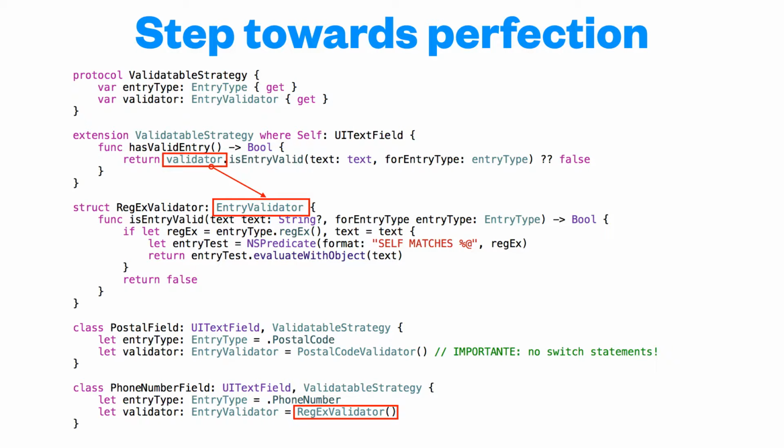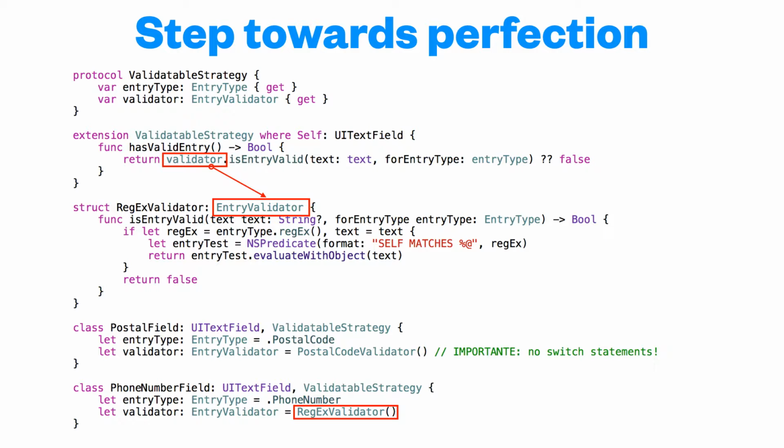So, the default implementation of the validatable strategy. Now, instead of having some code, we'll just call the entry validator, which is an object that knows how to validate the specific type of an entry. In this case, it's a struct, a regex validator. So every type of text field that you can validate with a simple or not so simple regular expression can use the regex validator. If you need to add different text fields with other rules, you create another struct or class, for example, a postal field validator, which will conform to the same protocol but will implement the method in a different way.